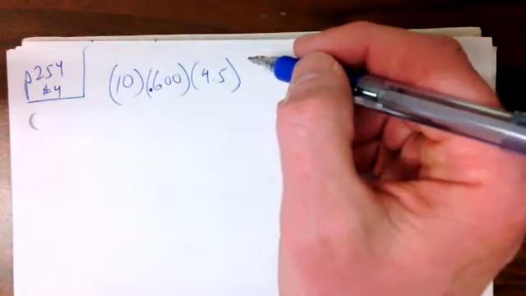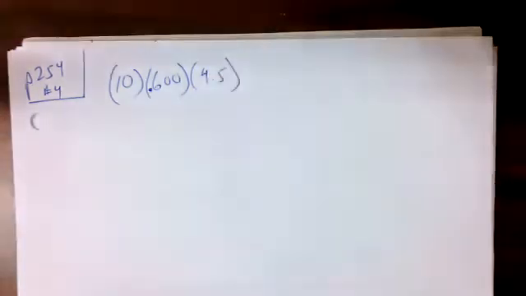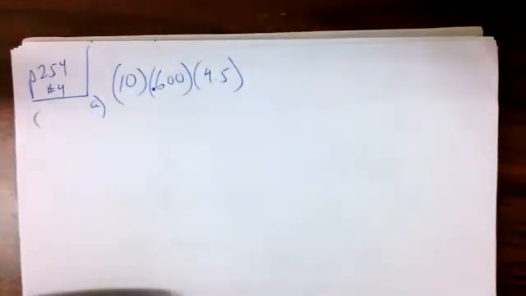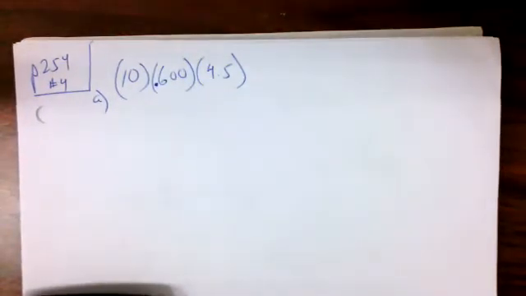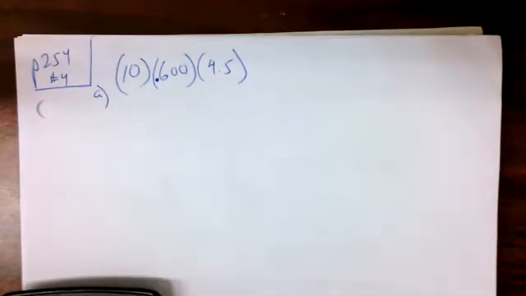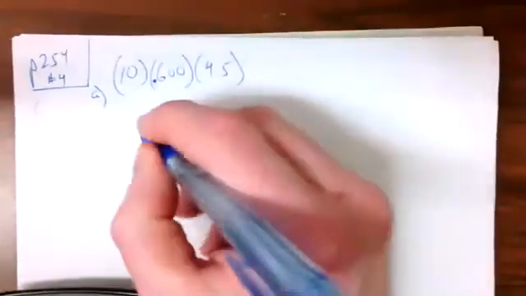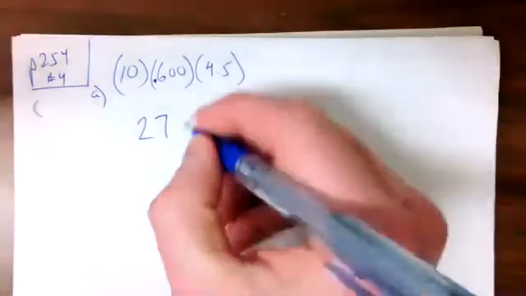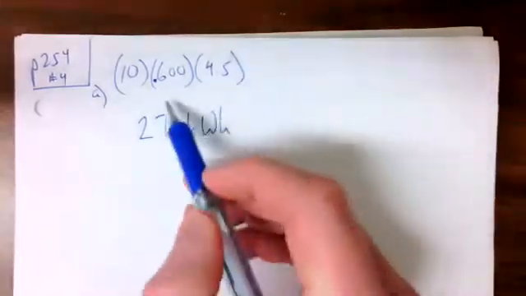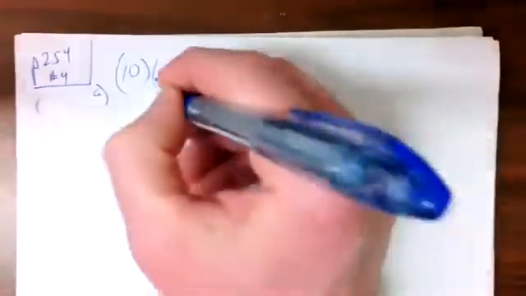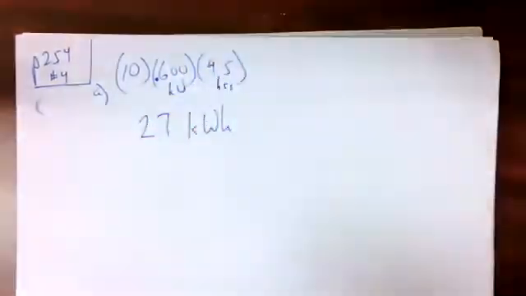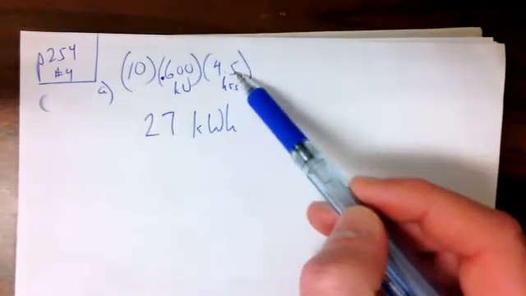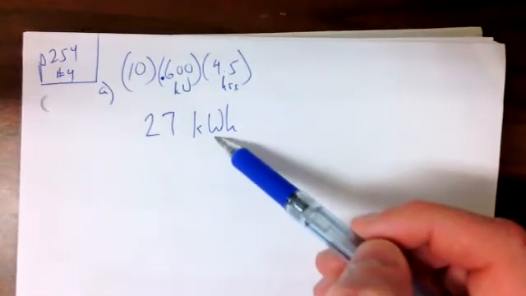Okay. So each day. So with this number here, 10 times 0.6 times 4.5 is 27. And is that what you got for the answer? Yeah. Okay. So now what I did here, this is in hours and this is in kilowatts. If we changed this to seconds, then this could be joules.